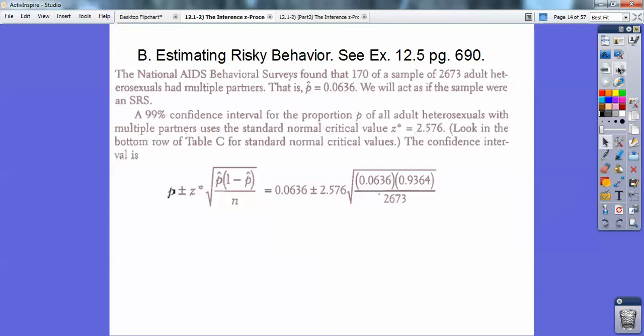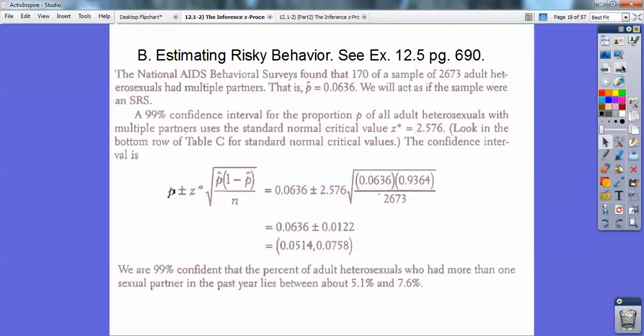Let's see. So I get this confidence interval right here. Okay, so there's my 99% confidence interval. So we're 99% confident that the percent of all adult heterosexuals who had more than one sexual partner in the past year lies somewhere between 5.1% and 7.6%, given that information they gave us with that sample.